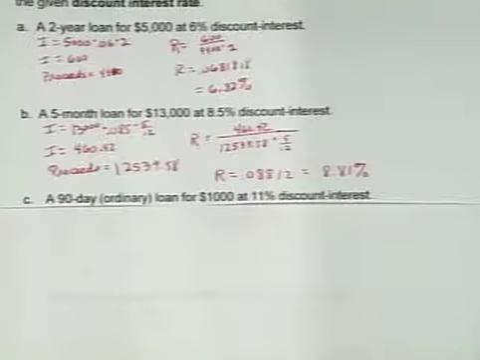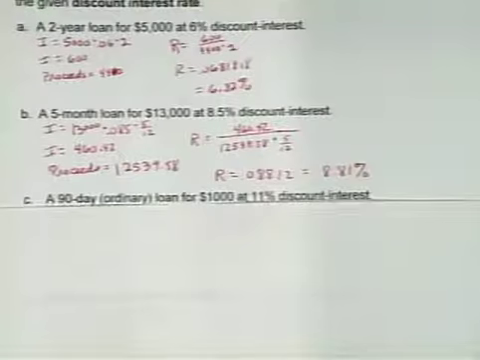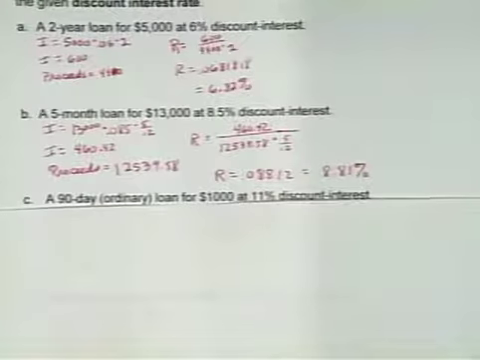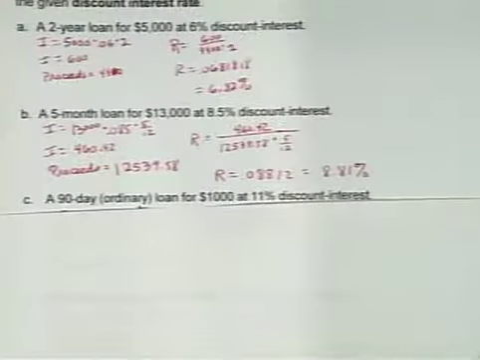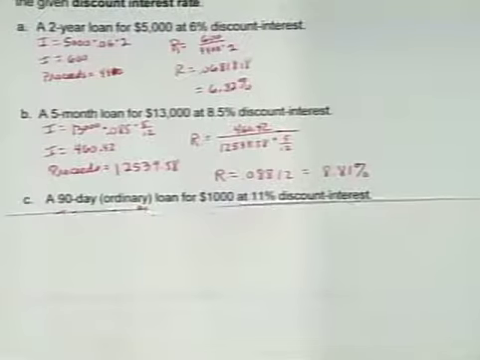Okay, we're doing a 90-day ordinary loan in Part C, $1,000, 11% discount interest. Get it this time. First, we're going to calculate the interest, figure out the proceeds. Once we have that information, we're going to take care of the rate formula.